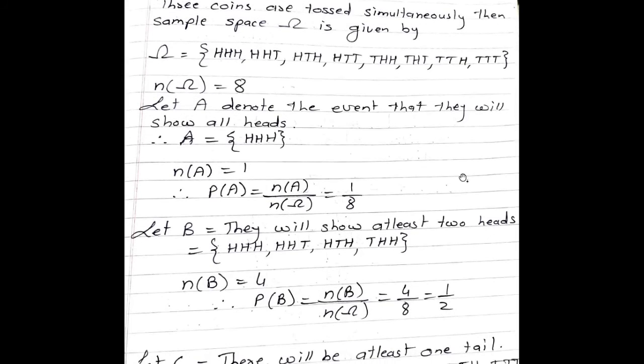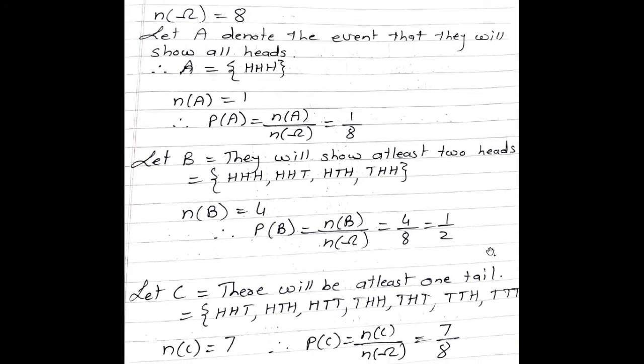Now define event B as they will show at least 2 heads. So we will pick up all the possibilities in which there are minimum 2 heads. So HHH is permissible because there are 3 heads, HHT, HTH and THH. So there are 4 possibilities for this event B. So n of B is equal to 4. Therefore probability of B is equal to n of B upon n of omega, which is equal to 4 upon 8. We can say it is 1 by 2.